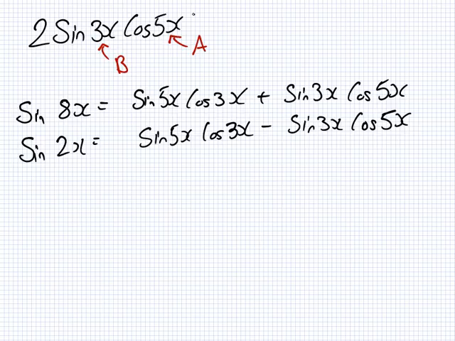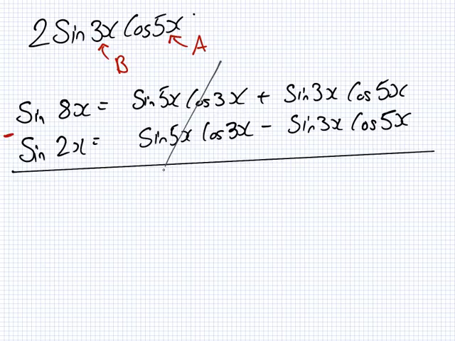Now, I want to make this. So, what should I do here? No. Because if you add them, you'll be left with sine 5x cos 3x, which is not what you want. Minus them. Minus is what you want here, because these will cancel, and here you'll have 2 sine 3x cos 5x, and this is exactly what you want.